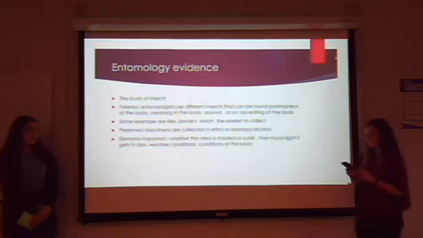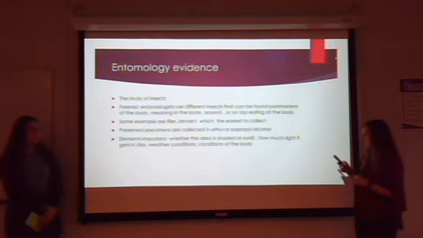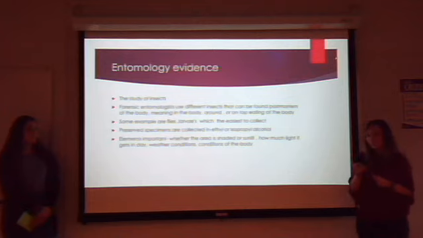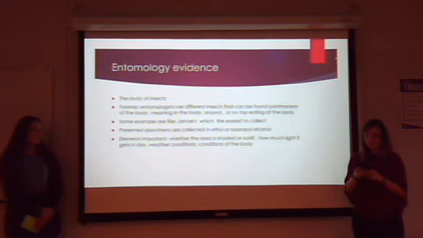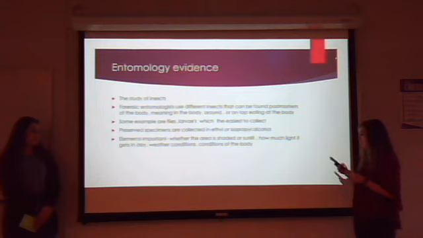Our entomology evidence is the study of insects. Forensic entomologists use different insects that can be found post-mortem of the body, meaning in the body, around, or on top of the body eating it. Some examples are flies and larvae, which are the easiest to collect, and preserved specimens are collected in ethyl or isopropyl alcohol. The important elements are whether the area is shaded or sunlit, how much light it gets in a day, weather conditions, and the conditions of the body itself.